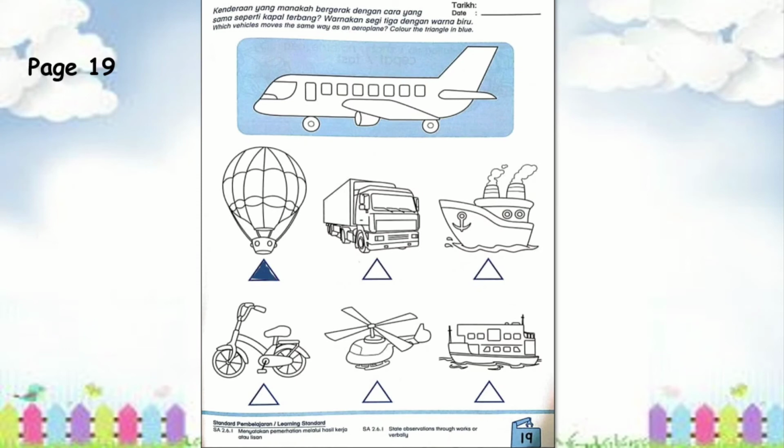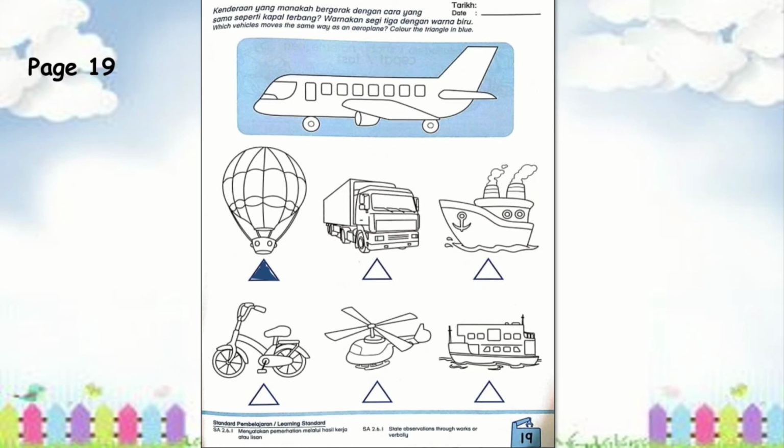Good job! Very good. How about the next picture? A lorry. Does a lorry move the same way as an aeroplane? No, very good. So you don't have to color the triangle, remember? Okay, how about the ship? Very good. A ship also doesn't move in the air. Okay, a ship doesn't move the same way as an aeroplane. So that is the wrong answer. So don't color the triangle in blue.